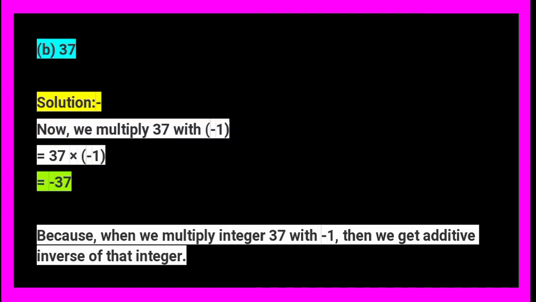Now B is 37. So again we multiply this number with minus 1. And here it is 37 multiplied by minus 1. One number is positive, another is negative, so our answer is negative. 37 ones are 37 and the answer is negative.